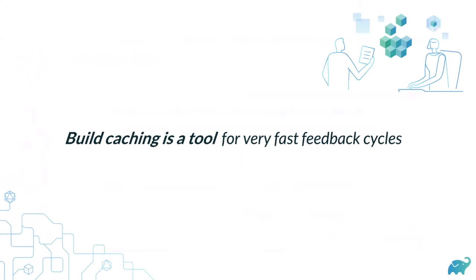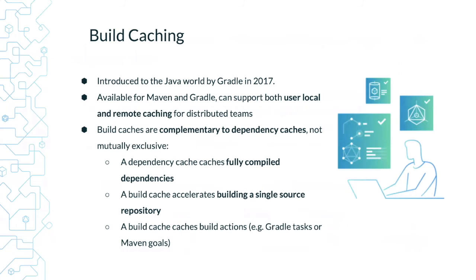Build caching is a tool for very fast feedback cycles. And again, different build tools have different approaches and solutions. But the Gradle build tool introduced build caching to the open source Gradle build tool back in 2017. And it's available for both Maven and Gradle. Bazel's on the way. It can support local and remote caching for distributed teams, which is pretty cool.